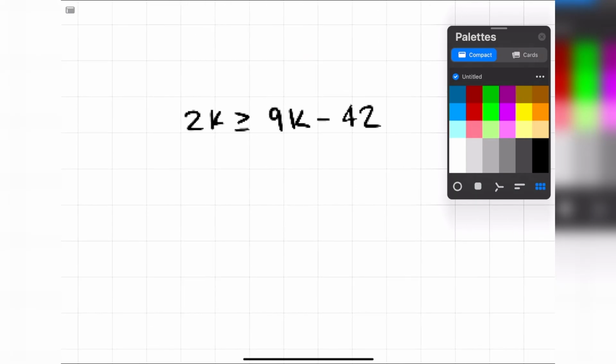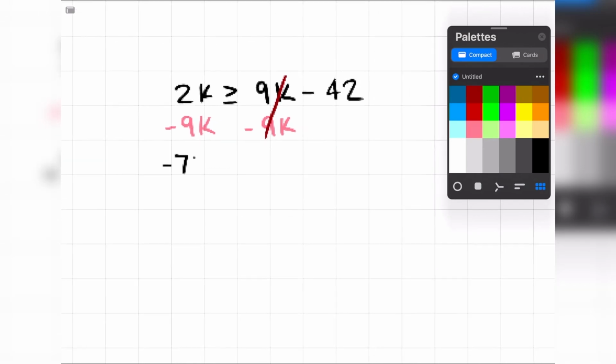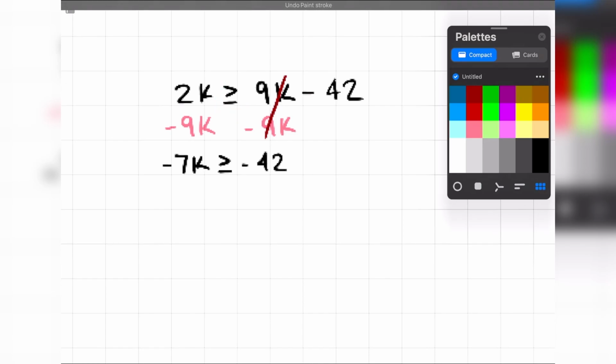We can't isolate the k's here because they're not by themselves. The k's are on one side and the other side of the inequality. So the first step is to combine like terms. You want to bring it to the other side. To do that, we do minus 9k, minus 9k. Well, you do the one side, you do the other. On the right side, that cancels out, and that leaves you with negative 7k is greater than or equal to negative 42. In this case, the inequality doesn't switch because we're not dividing or multiplying by a negative number. We're just adding and subtracting, which would not change it.